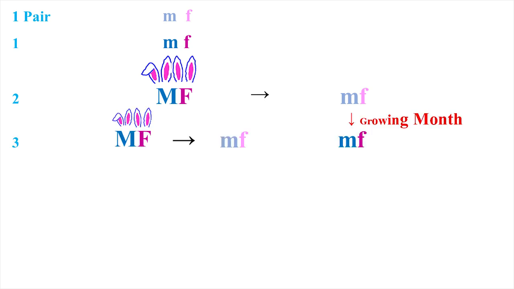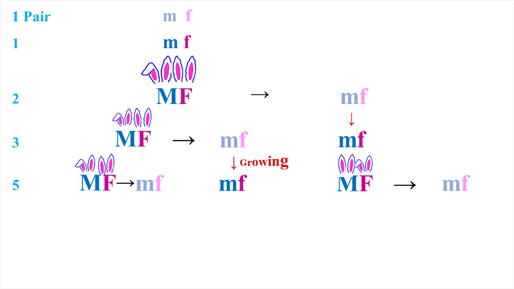In the next month, the original pair has another pair, and the first offspring is now in its growing month. So we have 3 pair. If you go to the next month, the original pair has a new pair. Its pair from last month is growing, and its first offspring is now adults, and they produce offspring. So you have 5 pair of bunnies.